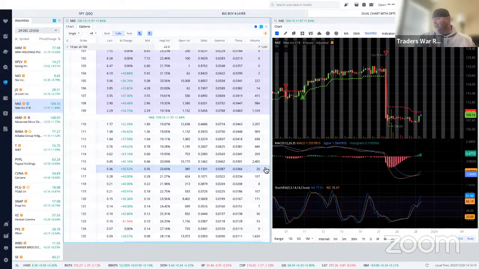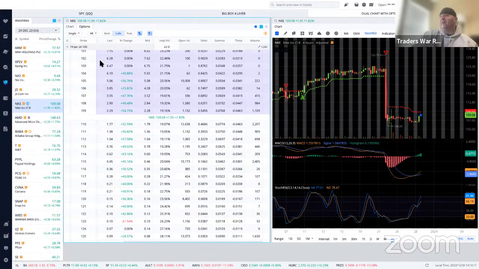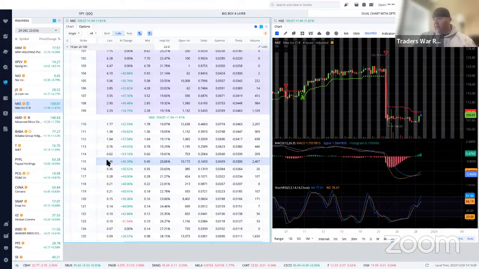There you go. There's the volume right there. So that's where you'd want to go: the 115 call, 19 January. That's the one with the volume. All right, decent price. If you're new to options, go ahead and get yourself one. Hey, listen, this is a $46. If you're new to options, this is a moderate risk type of trade right here.